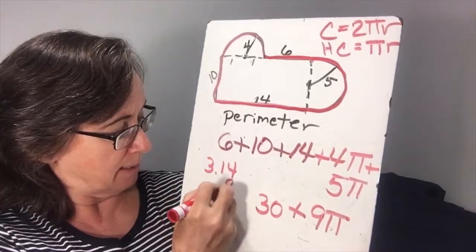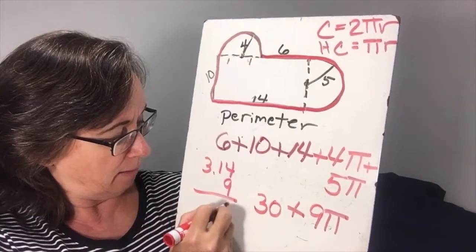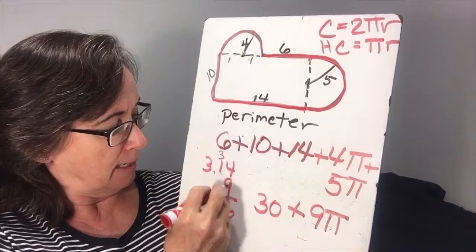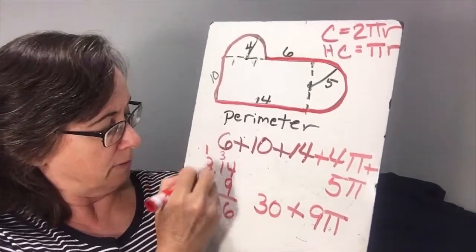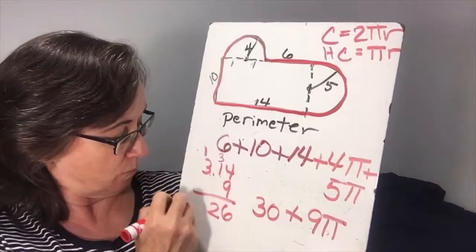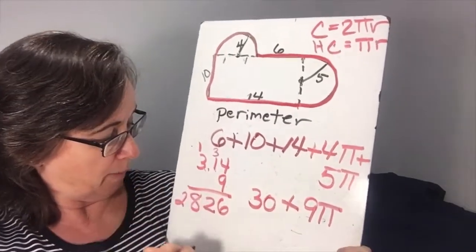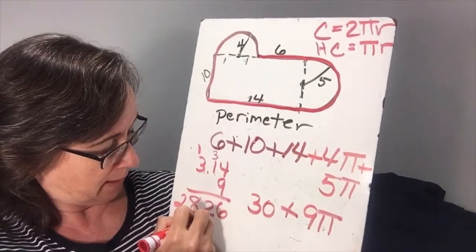3.14 times 9 is going to be 36. 9, 10, 11, 12. 3 times 9 is 27, plus 1, 28. Almost made a bad mistake. And then 2 decimal places.